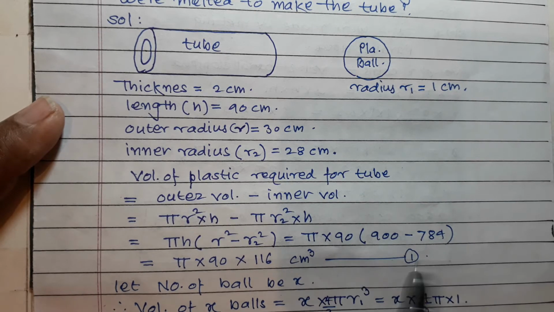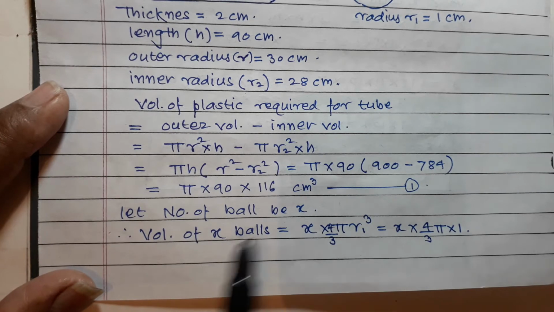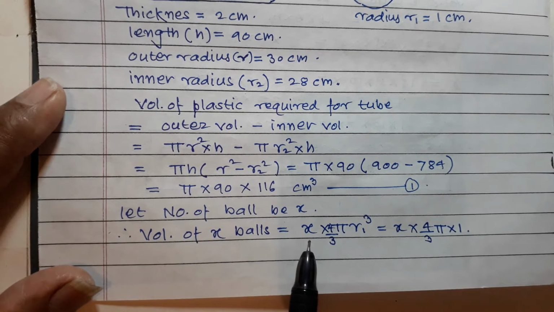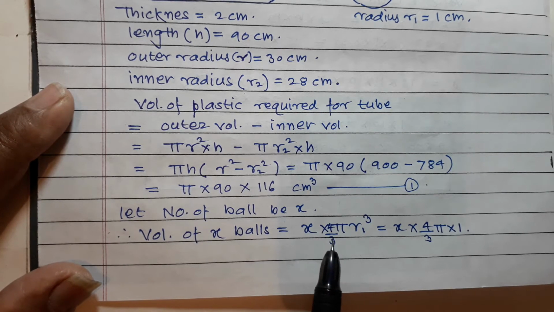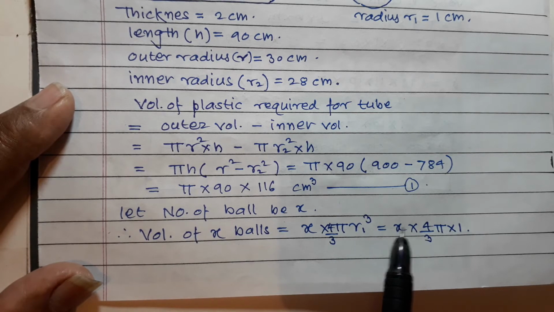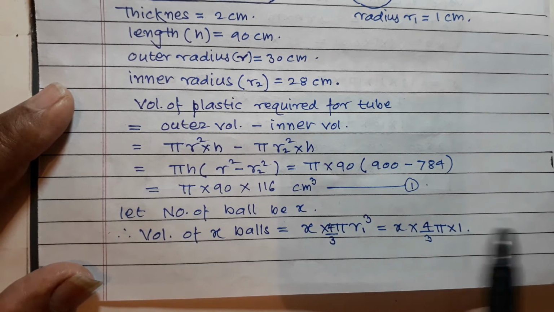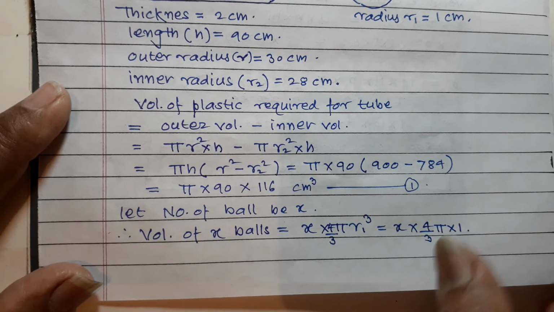Statement number 1. Let number of ball be x. So volume of x ball is equal to x into 4 upon 3 pi r1 cube is equal to x into 4 upon 3 pi 1 cube. So this is the volume of x balls.